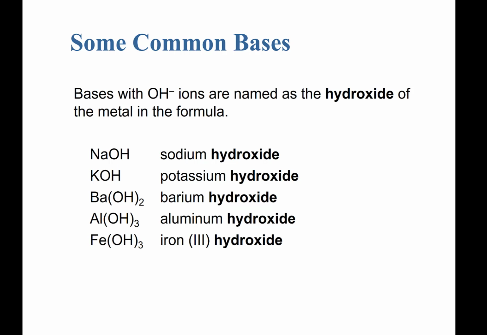Some common bases: most of our common bases have OH- in them, which is the hydroxide ion. If we were going to name those bases, they are all a metal with OH. So sodium hydroxide, potassium hydroxide, barium hydroxide, aluminum hydroxide. In this case, iron is one of those that has to have the Roman numeral, so this would be iron(III) hydroxide. If you see hydroxide with a metal, that clues you in that it's a base.